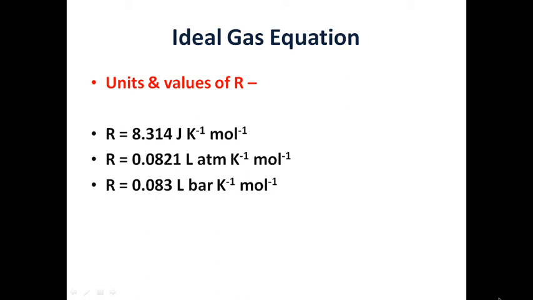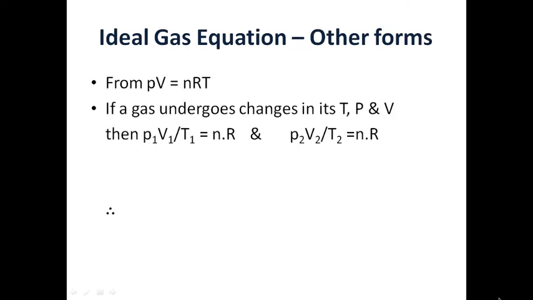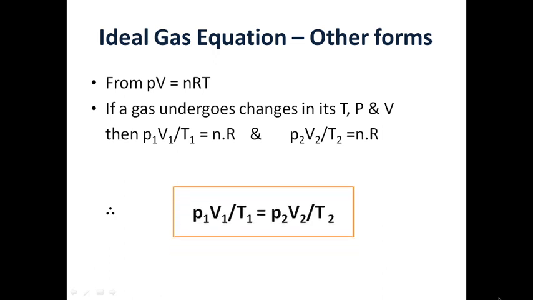Now there are some other forms of the ideal gas equation. See, we have PV is equal to nRT. If a gas undergoes changes in its temperature, pressure and volume, that means P1, V1 and T1, and finally the pressure, volume and temperature are P2, V2 and T2. So the value will be P1 V1 over T1 is equal to n into R from the ideal gas equation. P2 V2 over T2 is equal to n into R from again the ideal gas equation. So finally the value will be P1 V1 over T1 is equal to P2 V2 over T2.